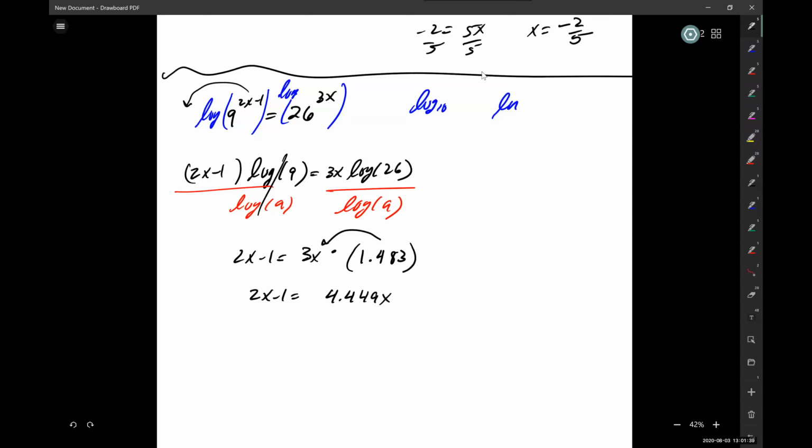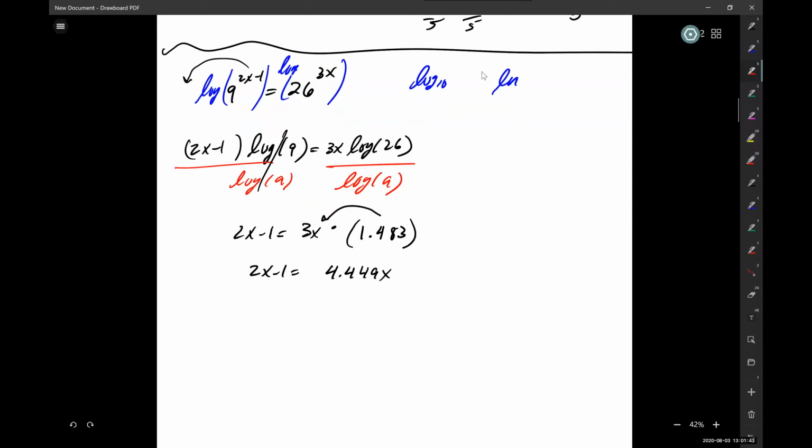And now fairly straightforward. We're just going to subtract the 2x over. So we have negative 1 is equal to 2.449x. And then lastly, we divide out. That gets us an answer of x is equal to negative 0.408.